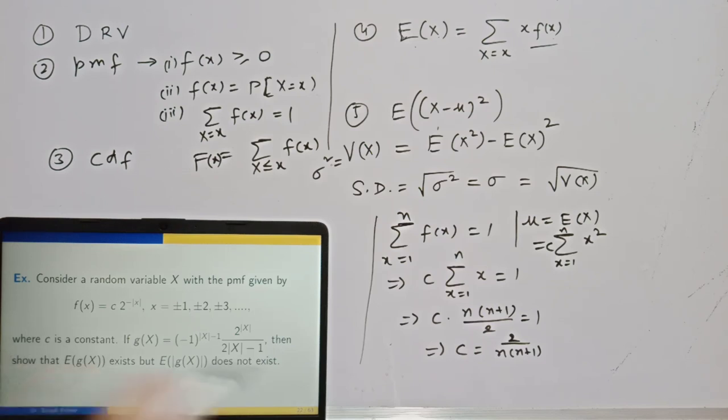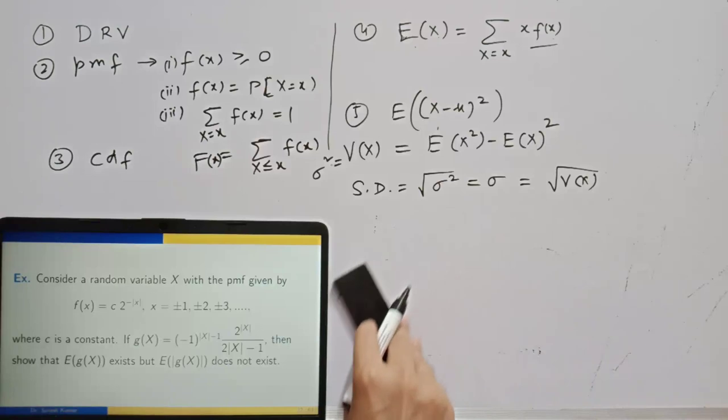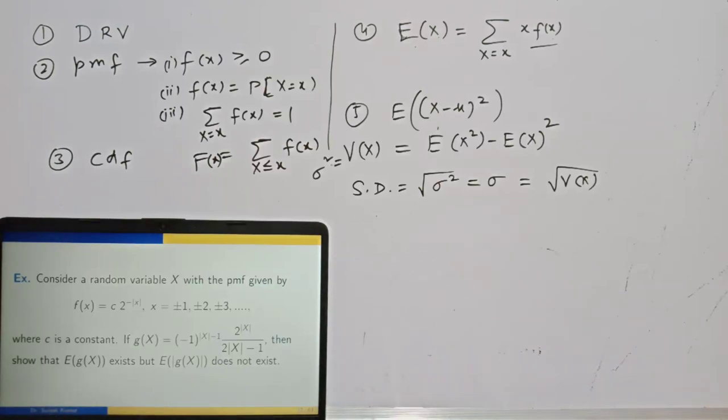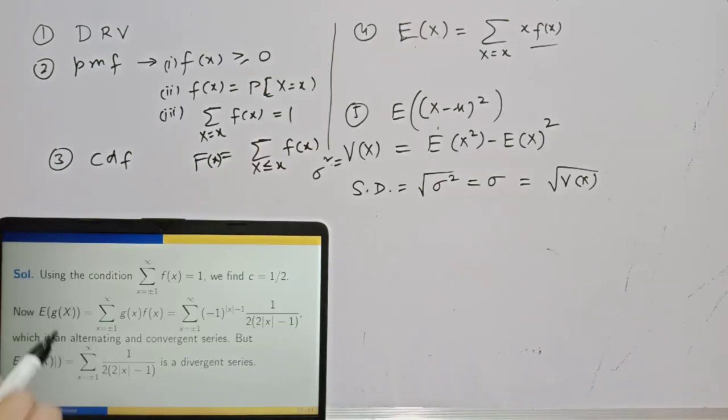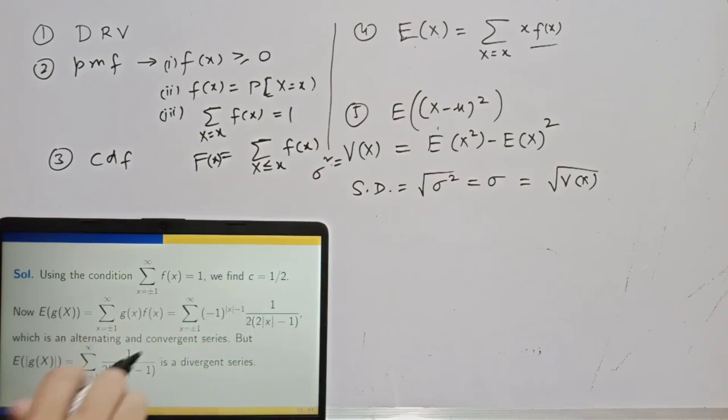So how to find the expectation of g(x)? Multiply g(x) by f(x) and do the summation over the given values of x. So see, what do you get? Expectation of g(x) means summation g(x) f(x). You will find c equal to 1 over 2 in this case using this condition. You can check it. Though it is not needed for the problem, it's fine if you have found it.